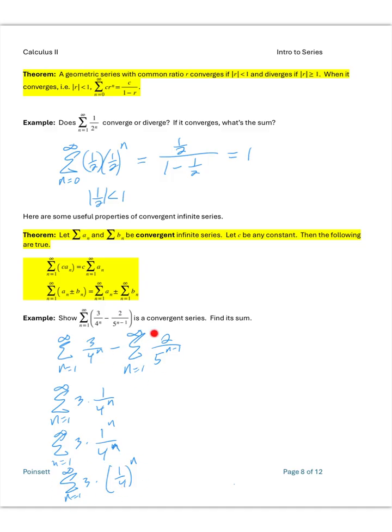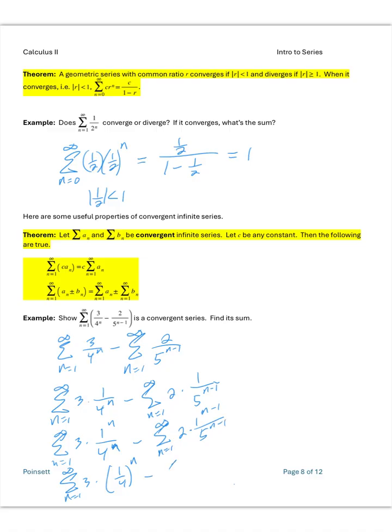We can do the same thing with this series here. We've got minus the sum as n goes from 1 to infinity of 2 times 1 over 5 to the n minus 1th power. Now, raising 1 to the n minus 1 power would be the same thing as 1 for all finite n, so we can rewrite this as the sum as n goes from 1 to infinity of 2 times 1 to the n minus 1 over 5 to the n minus 1.